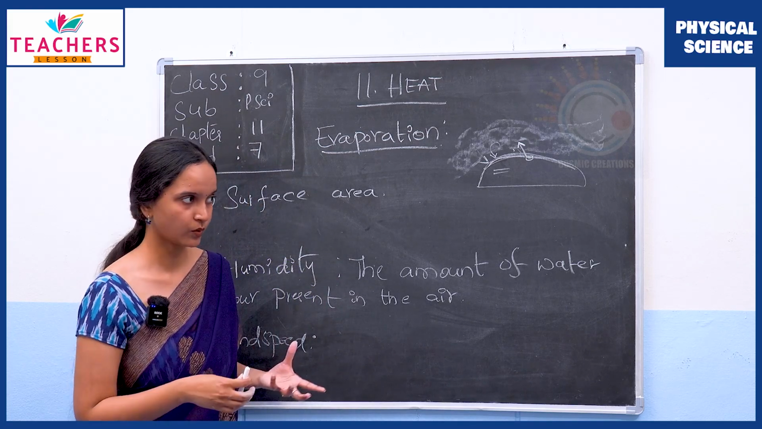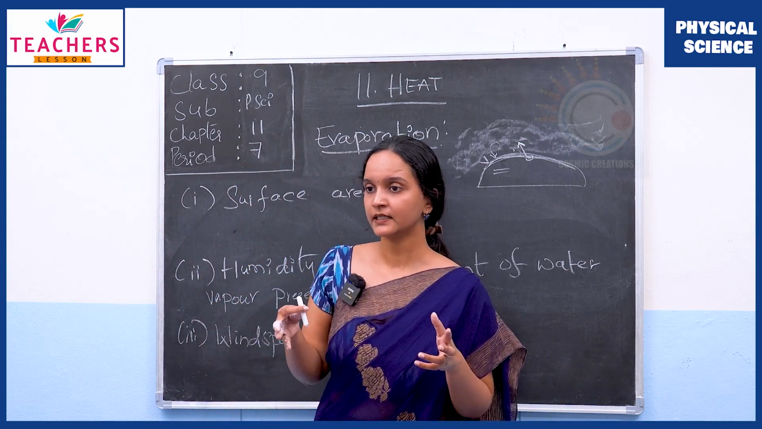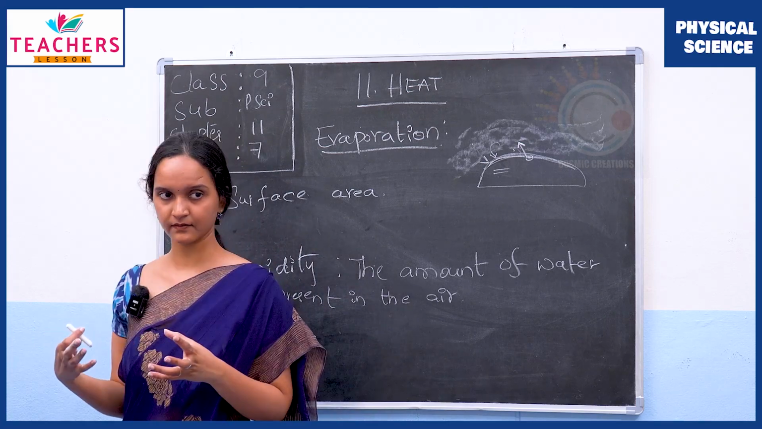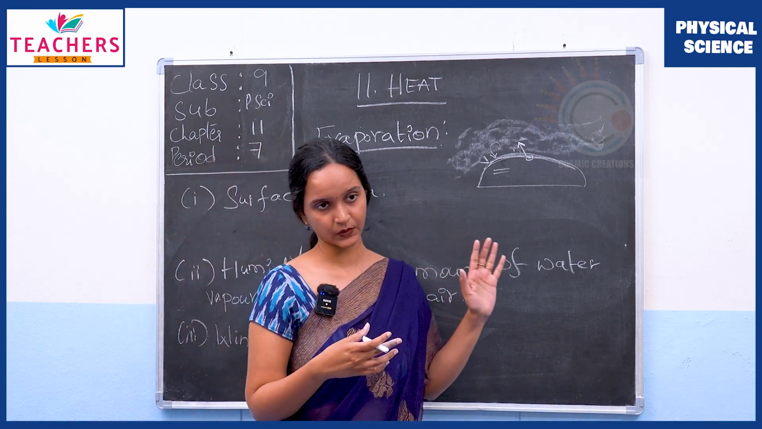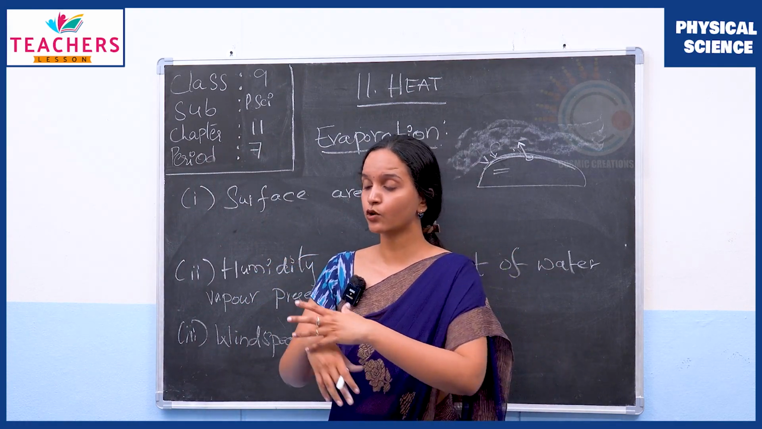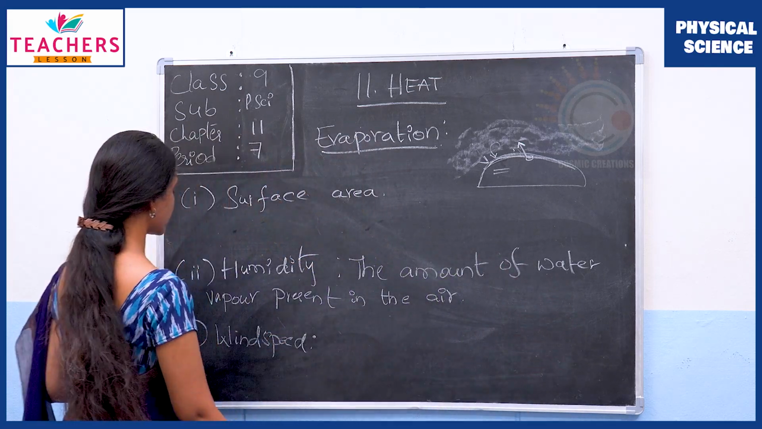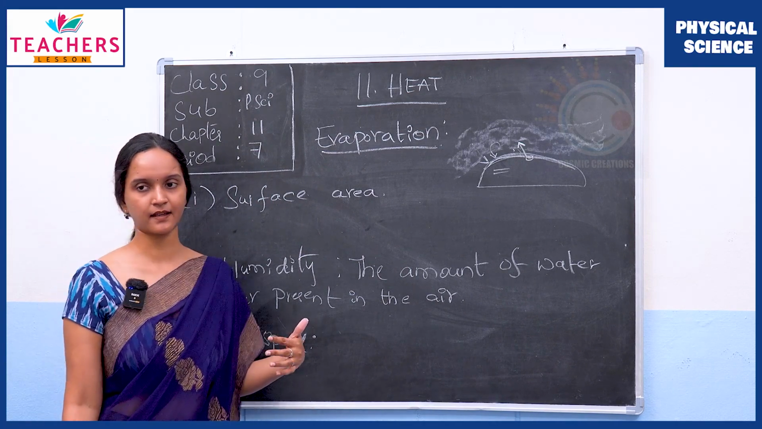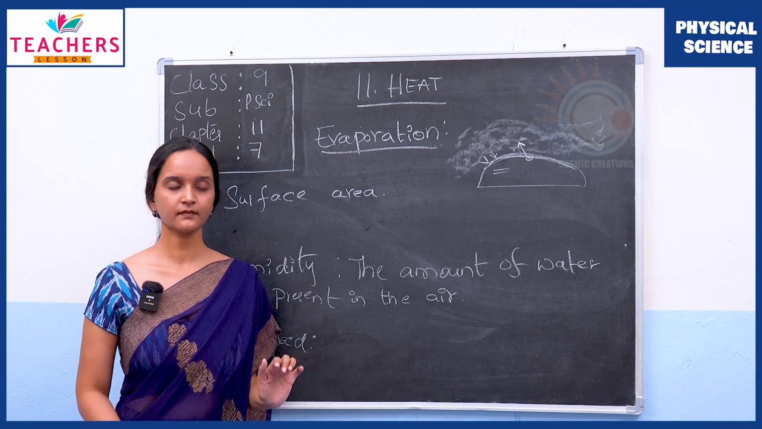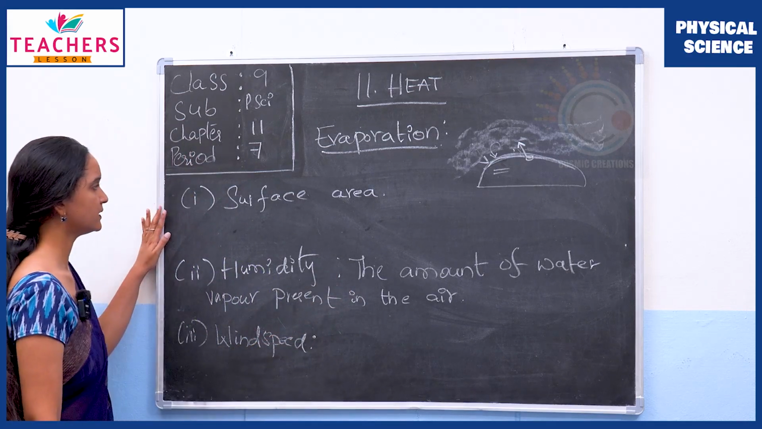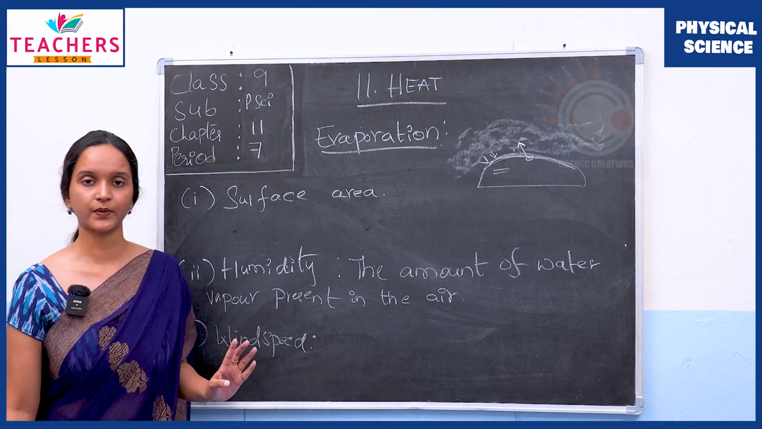And also when there is wind, this wind will also sweep away the vapor particles present in the air, right? So the vapor particles are also swept away from the surface of the liquid. So this will provide more room for the liquid to evaporate. And hence, when the wind speed is higher, the rate of evaporation is also higher. Clear? So these are the effects of surface area, humidity and wind speed on evaporation.